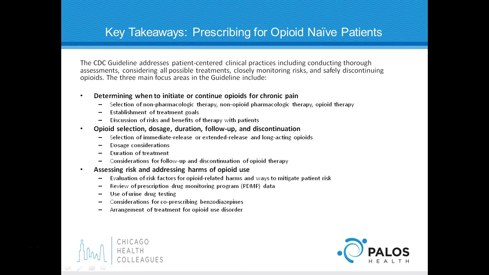Other data that need to be considered: what are the possible harms? How can I mitigate patient risk? Review the prescription monitoring program on a regular basis. Do random urine drug testing. Try to avoid the prescription of benzodiazepines. And if the patient shows evidence of substance use disorders or there is concern, arrange for referral so they can be evaluated for opioid use disorder.